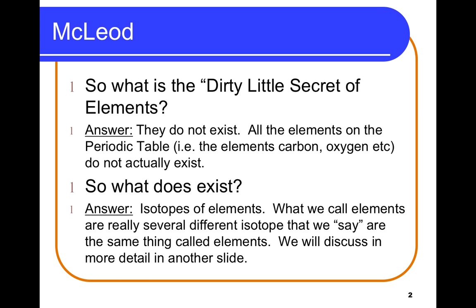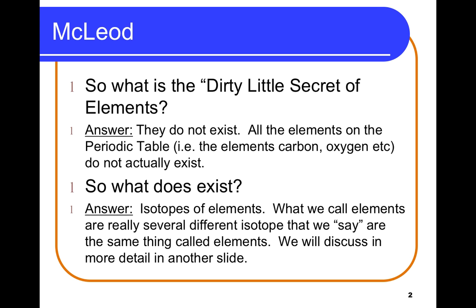This page is basically saying that the dirty little secret is elements don't exist. Those things that people have told you are one thing are actually not one thing. They're actually made up of several things, depending on what element. It depends how many different things there are that we consider to be one thing. And the things that do exist are what are called isotopes.